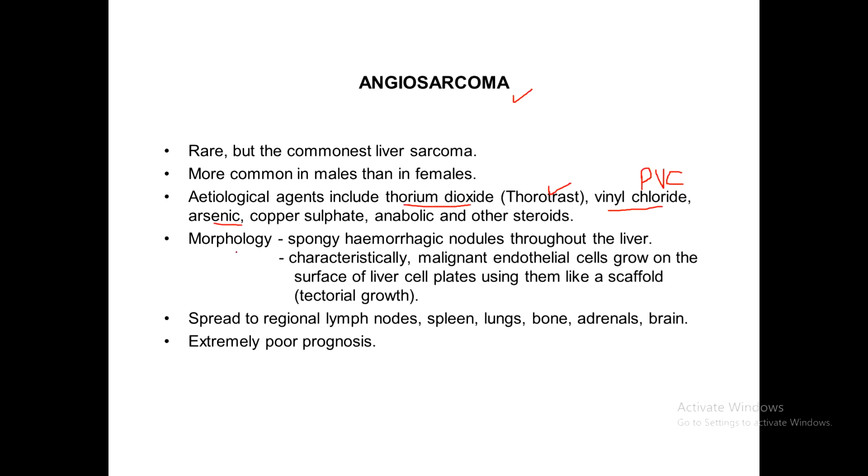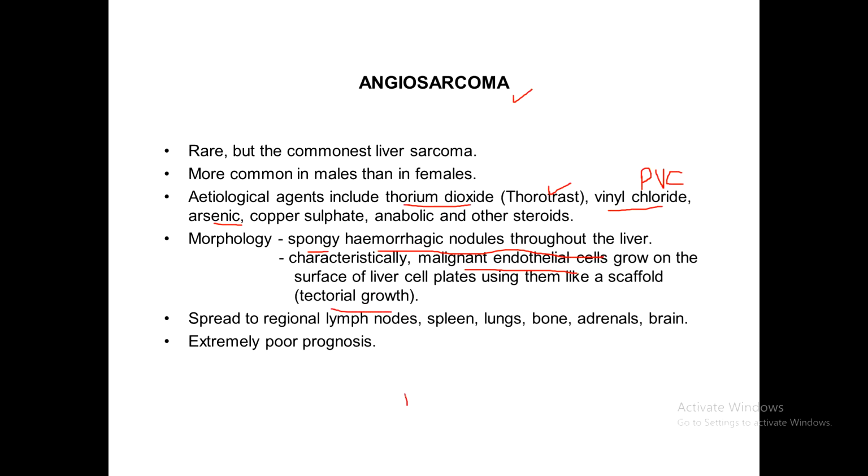In terms of morphology, because all the vessels are involved, it gives a spongy hemorrhagic picture, with spongy hemorrhagic nodules throughout the liver. Microscopically, malignant endothelial cells grow on the surface of the liver cell plates like a scaffold, a tectorial growth pattern.